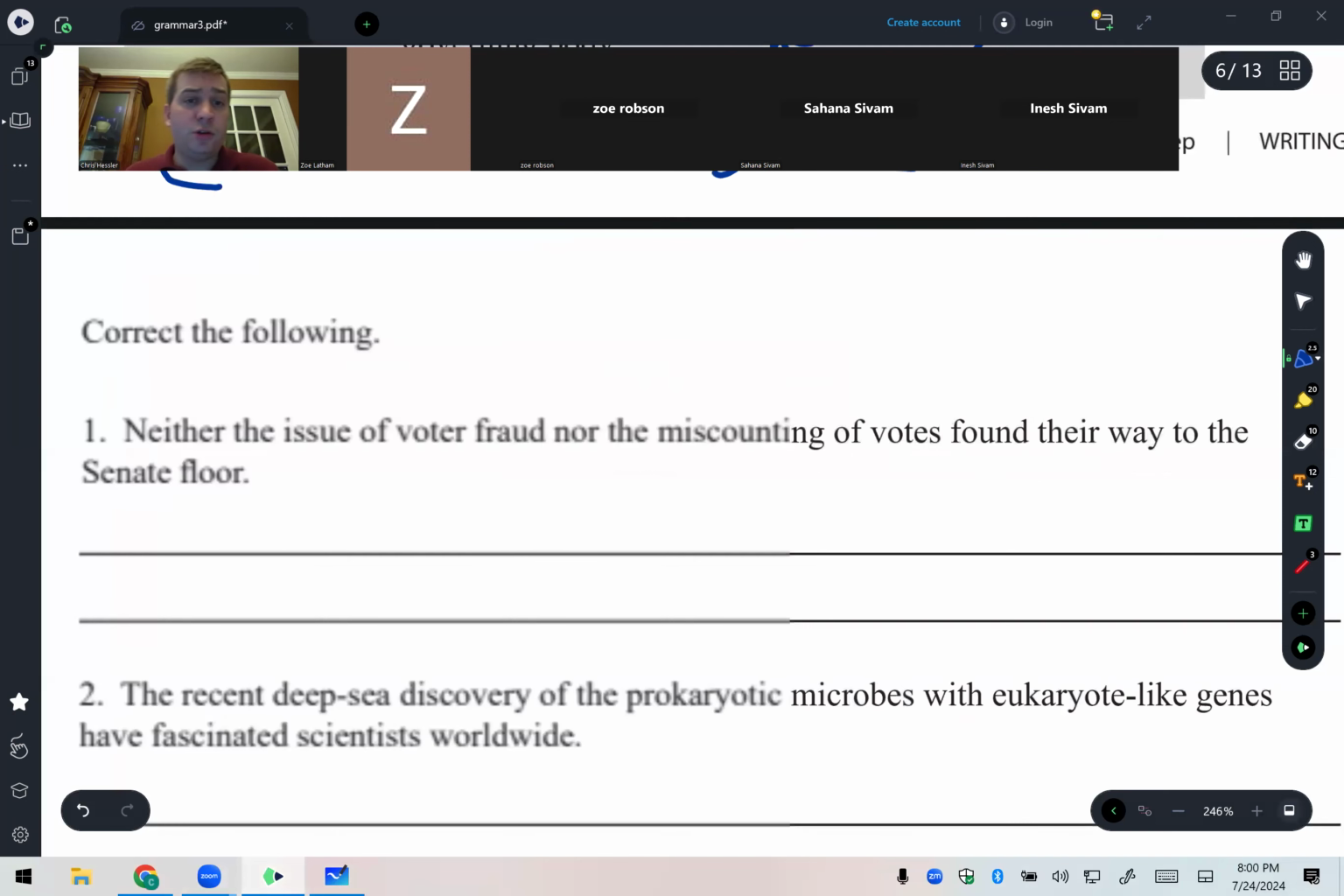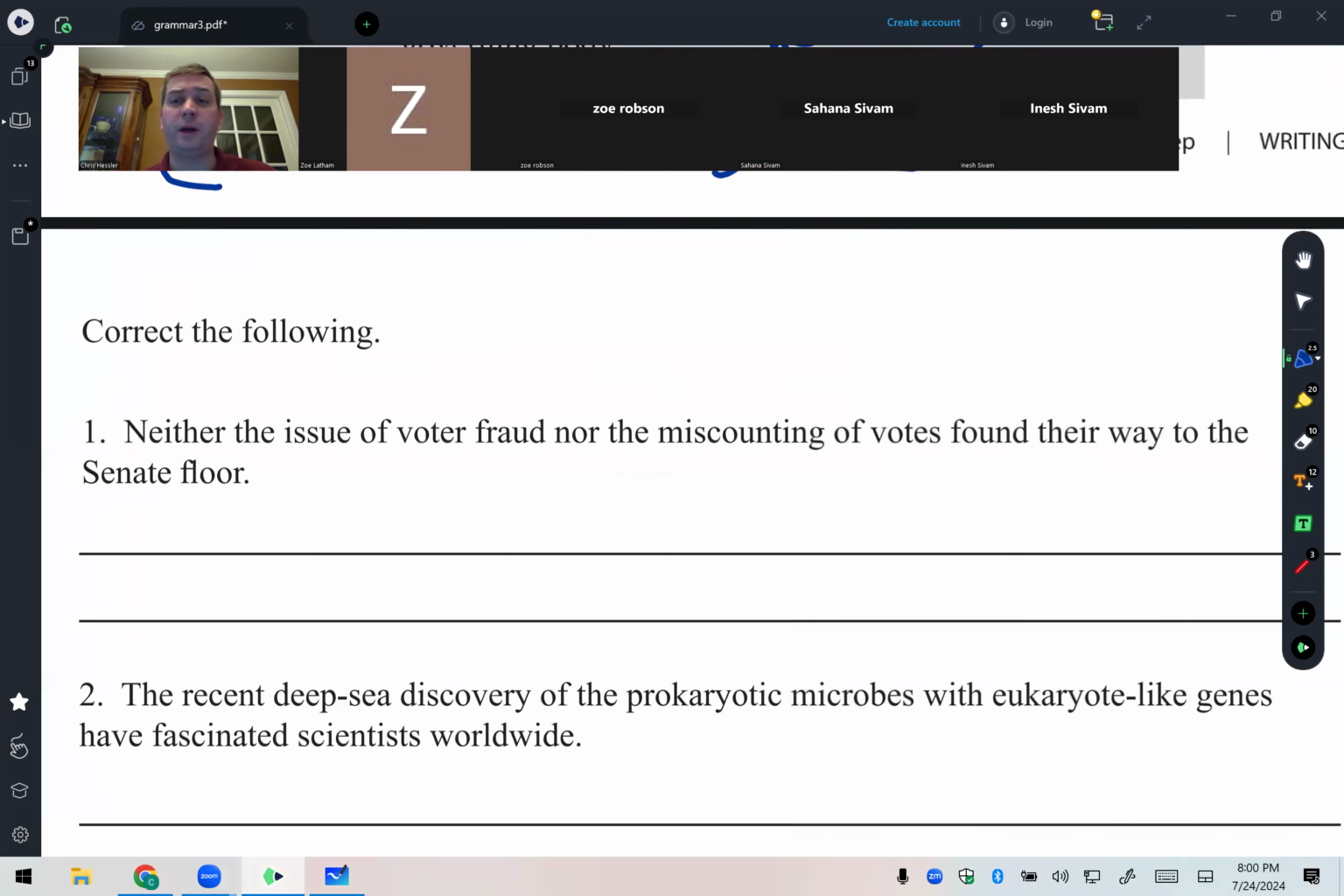All right, neither the issue of voter fraud nor the miscounting of votes found their way to the Senate floor. So I have a compound subject joined by correlative conjunction nor. And let's figure out if my compound subject is singular or plural. So issue is singular. Miscounting is singular. So my entire subject is singular. It's a compound subject, but the whole thing is singular.